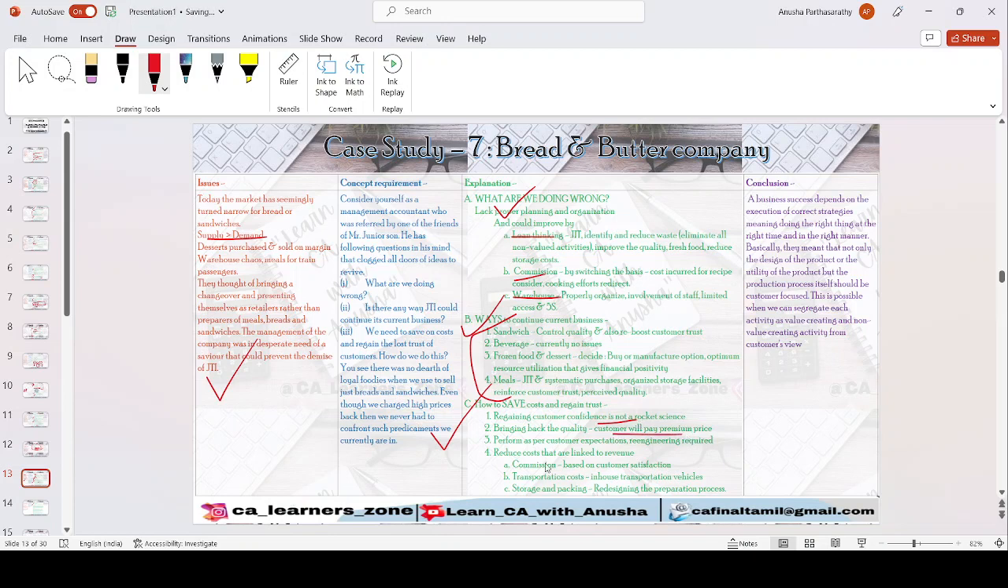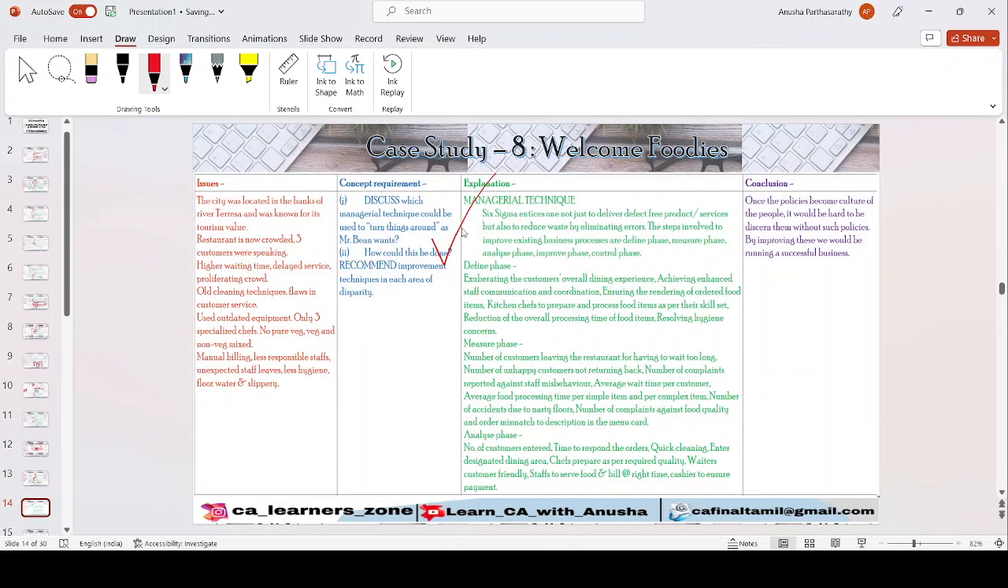Customer will pay again the premium price. Performance as per the customer expectation. Re-engineering required. Reduce the cost that are linked to the revenue. Okay, then moving on to the eighth one, welcome foodies.